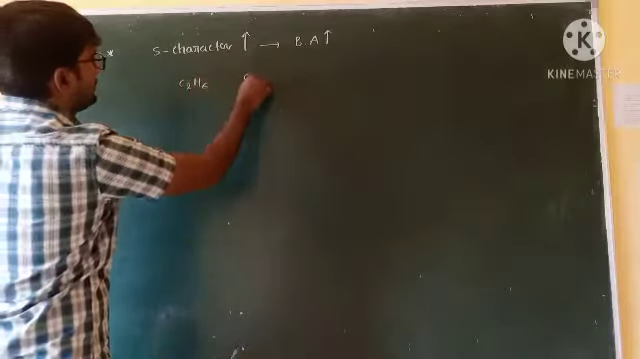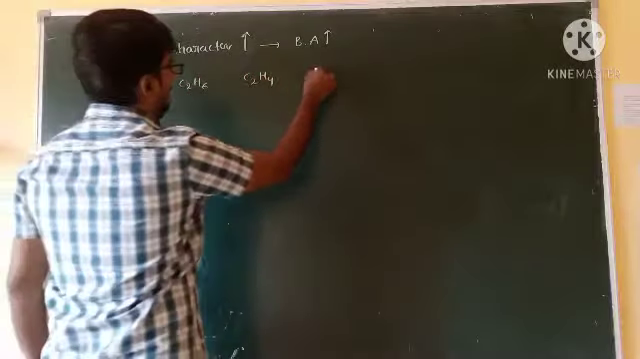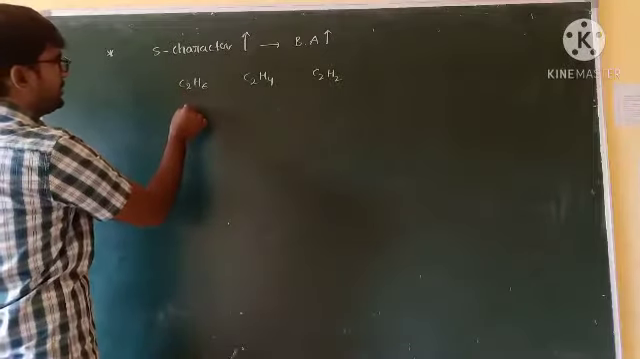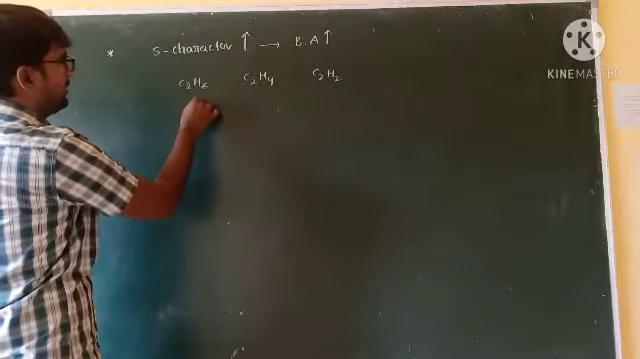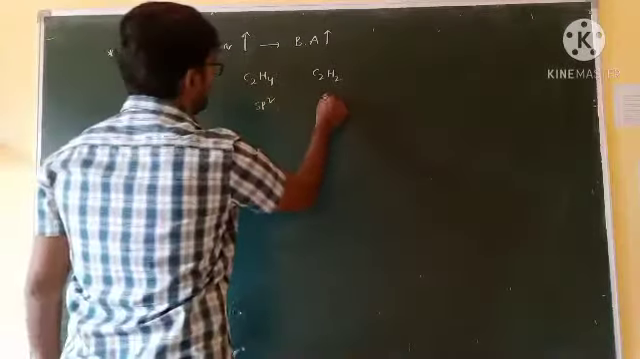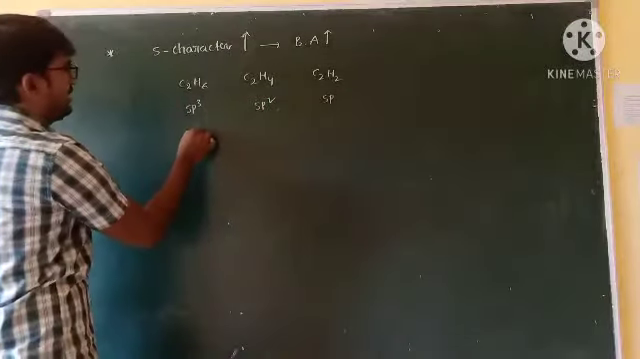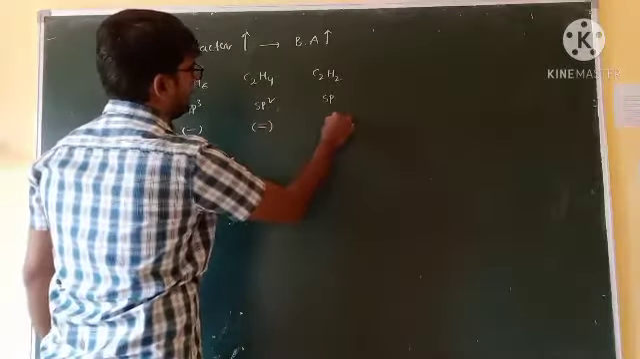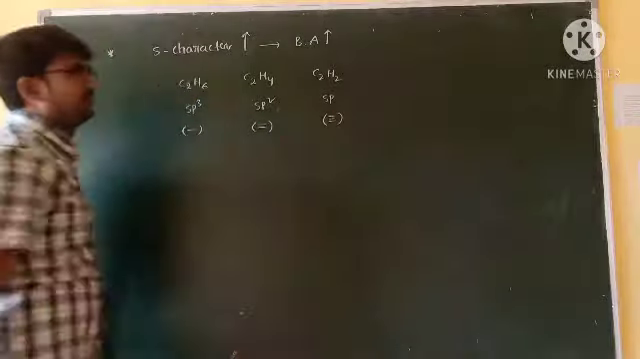C2H6, C2H4 and C2H2. In C2H6 carbon undergoes sp3 hybridization. In C2H4, sp2 hybridization. In C2H2, sp hybridization. C2H6 contains only single bonds, C2H4 contains a double bond, and C2H2 contains a triple bond.